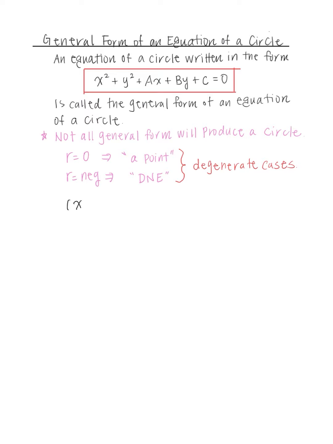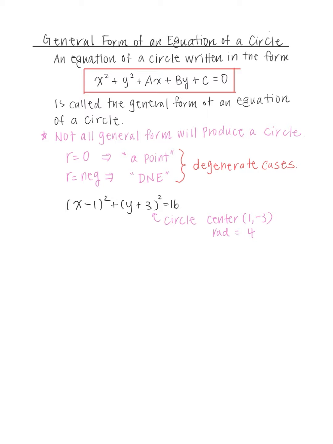So suppose we're given (x minus 1) squared plus (y plus 3) squared equals 16, let's just say. Can you tell that that's an equation of a circle? So this is a circle with the center at (1, -3), and the radius is going to be 4.